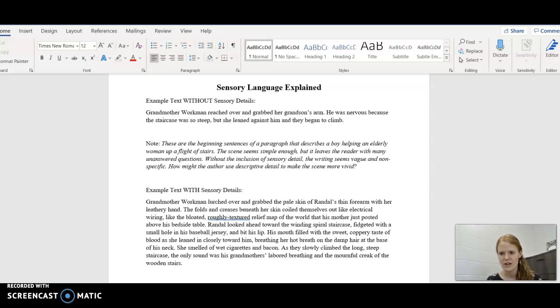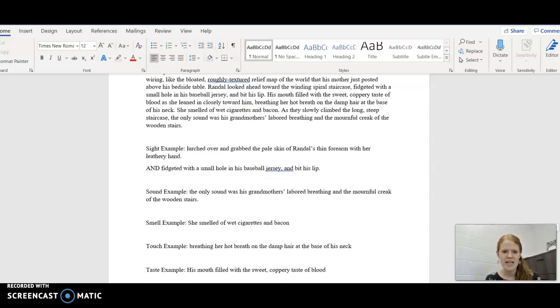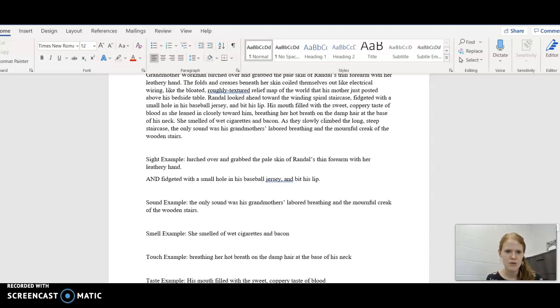of the wooden stairs. All right, so as you guys can see, these paragraphs are so different, right? They're both describing a boy helping an elderly woman up the flight of stairs, but this really helps you picture what's going on and what everything looks like. So I want to break down the examples and talk through it.